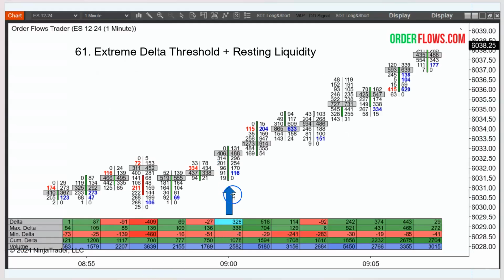And here's an example right here. So you can see your extreme delta threshold, the 328, which is closing within 95% of your max delta of 336. And it's getting through that resting liquidity right here, the 254, the 296, the 488, the 406, the 314. There's heavy liquidity on both sides of this market here. It's taking place on both sides of the bid and the offer over several levels.